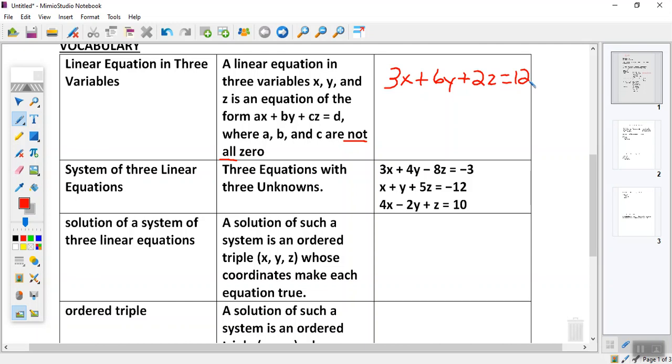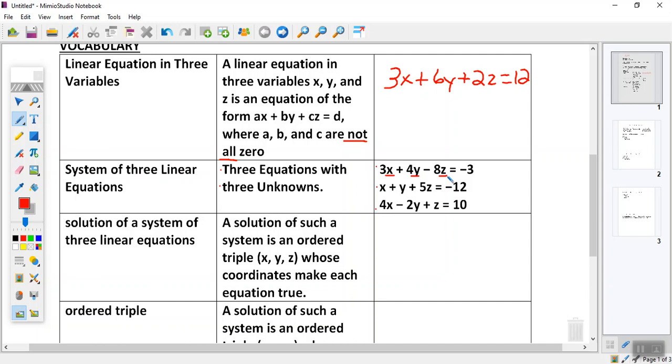All right? So our job today is to solve systems of 3 linear equations right here. So basically we're going to be working with how many equations here, kids? 3. 3 equations with 3 unknowns. And an example over here. How many equations do you see? And how many unknowns in each? x, y, and z. Right?